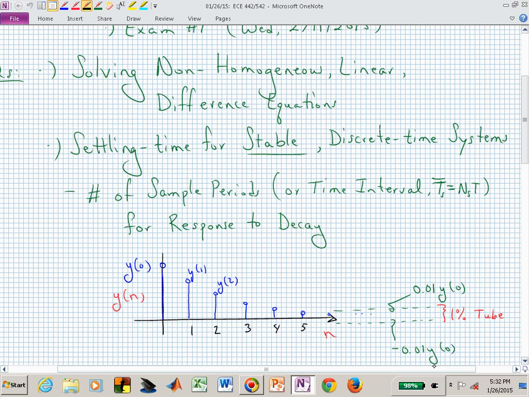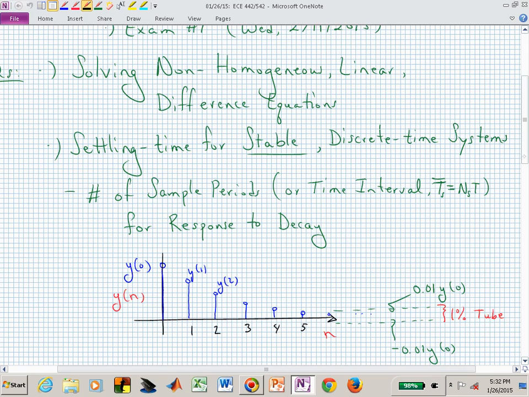Today we have a long list of topics that I would like to work through. The first is where we left off last time. Last time we talked about homogeneous linear difference equations. Let's now introduce a forcing term and see how that behaves or works.